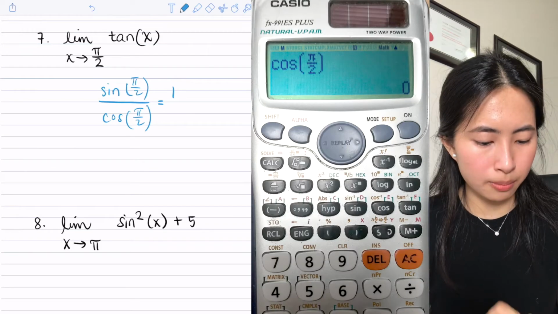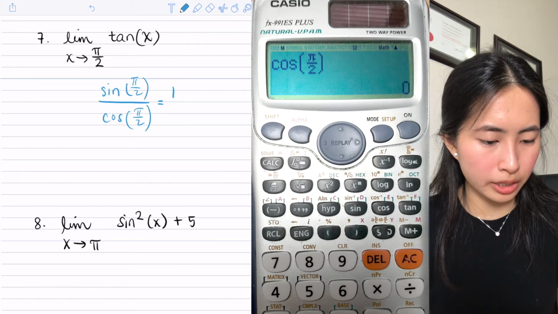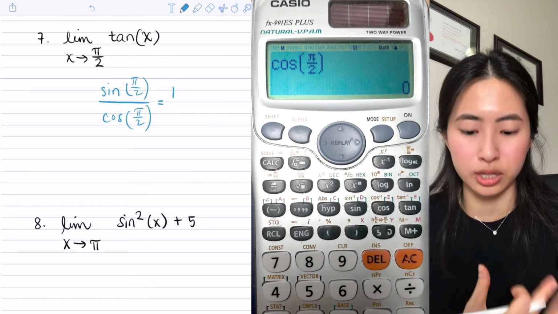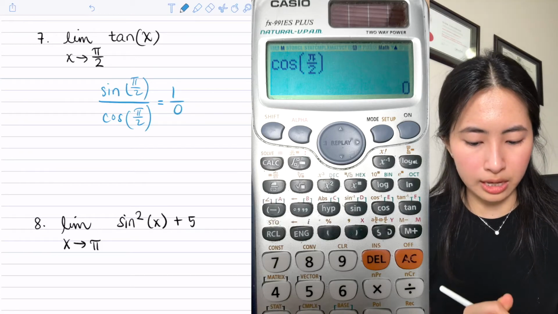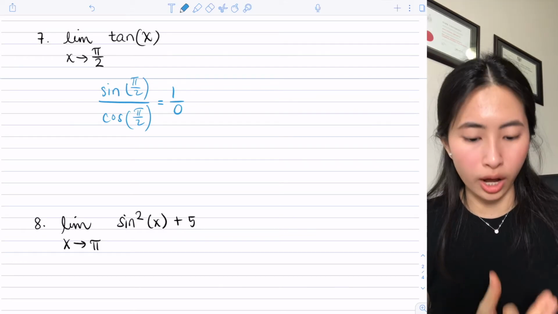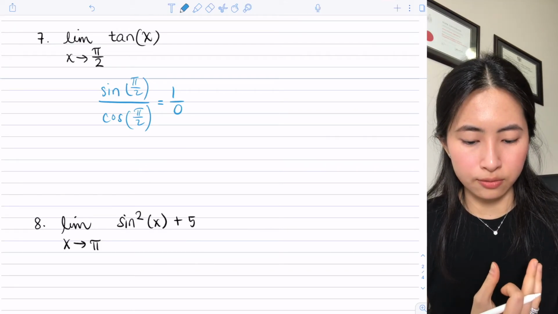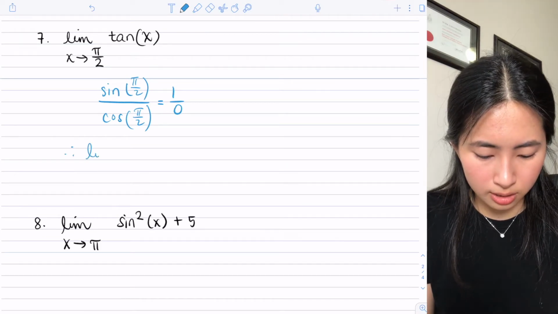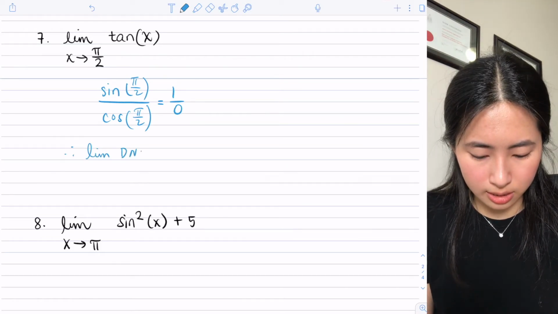And for cosine pi over 2, just plug in cosine pi over 2 into your calculator, and you're going to see that this is actually equal to 0. So 1 over 0 is undefined, as you can see. Therefore, that's the reason why when you're looking for the limit of tangent x when x approaches pi over 2, your limit is actually undefined, or it does not exist.